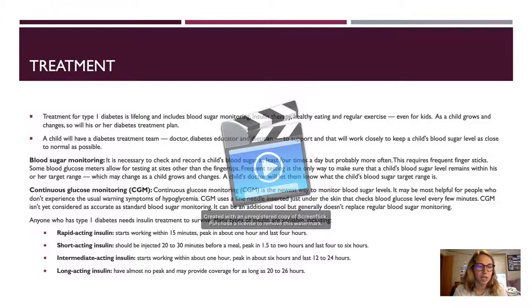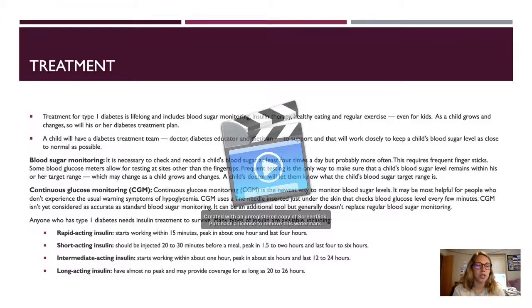Anyone who has type 1 diabetes needs insulin treatment to survive because, as I stated earlier, their body can't produce the insulin like it should. There are many types of insulin available. There are 4 that I will touch on in this presentation. The first is rapid-acting insulin. This starts working within 15 minutes, peaks in about 1 hour, and lasts for 4 hours.